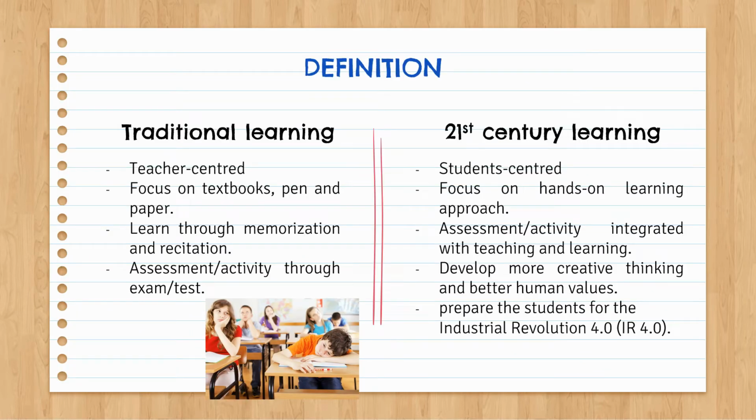For the definition, traditional learning is more to teacher-centered. It is focused on textbook, pen and paper only. Students who are facing this type of learning will sit silently and passively in their seat. The teacher will give knowledge to the student, and the student learns through memorization and recitation that may cause them not develop their critical thinking skill, problem solving skill, and decision making skill. Then the assessment and activity will be going through tests or exam.